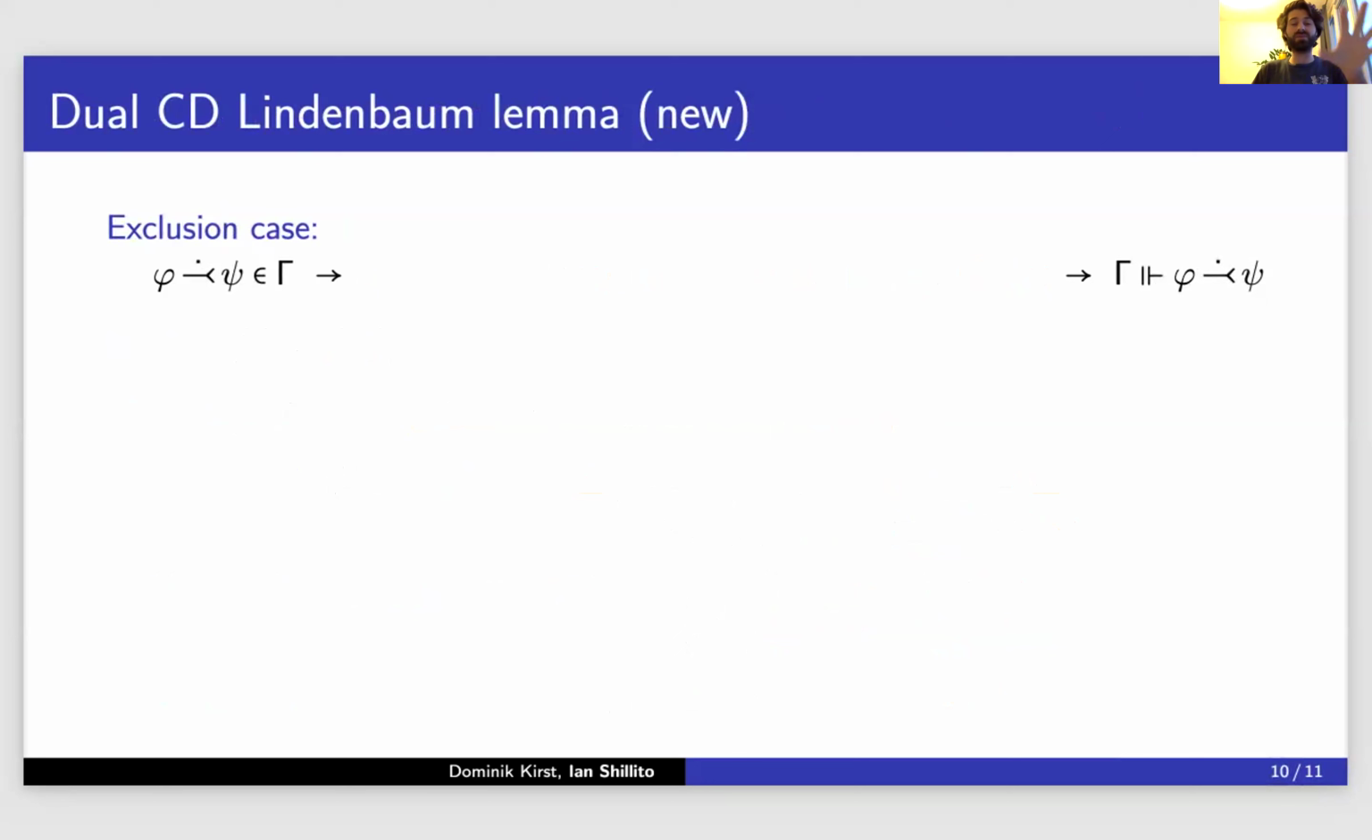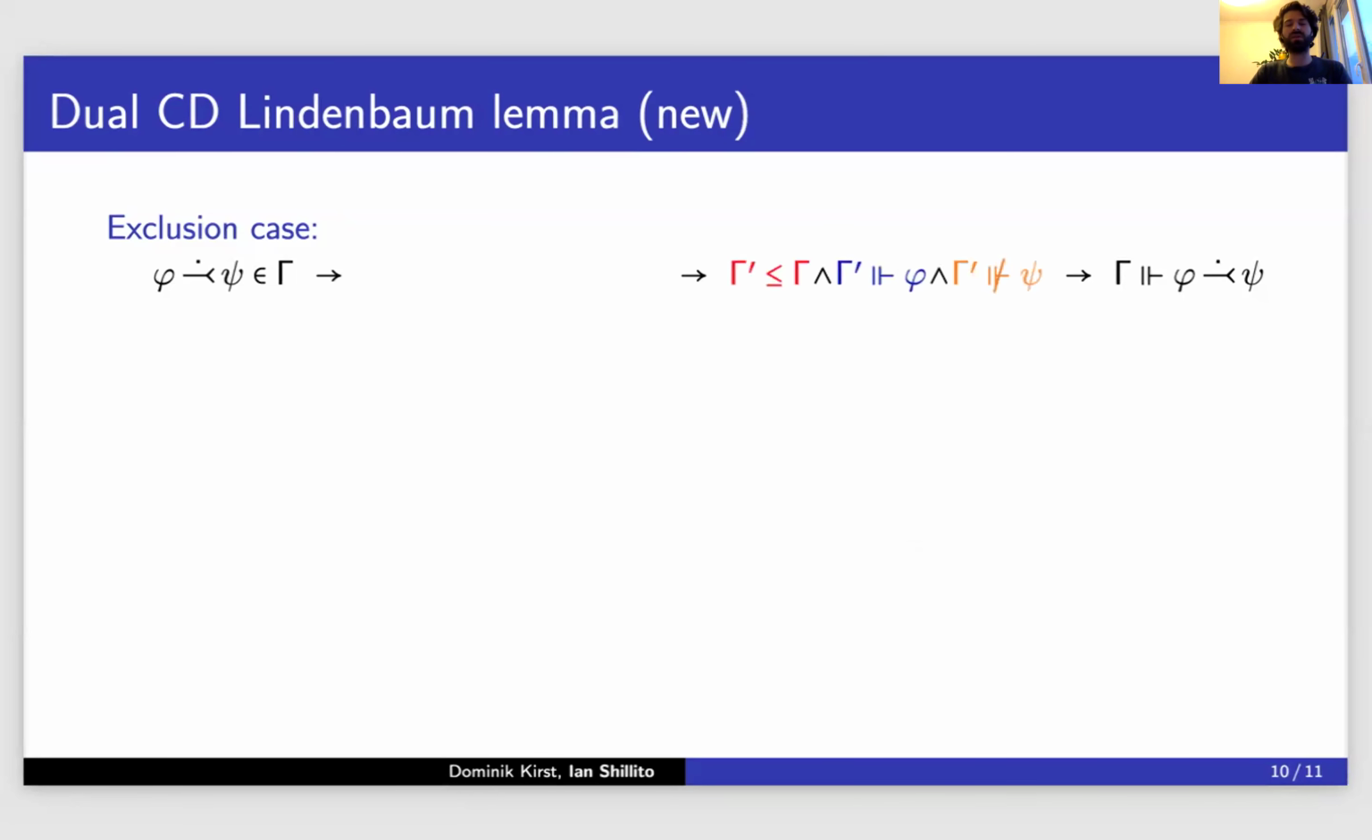The tricky part, and this is what is new. So the argument before was the one by Gabbay, etc. But this time we provided a sort of dualized version of what they did, and that's for the exclusion case. So you start with phi excludes psi in gamma, and you want to show that gamma forces phi excludes psi. Semantically, how do you do this?